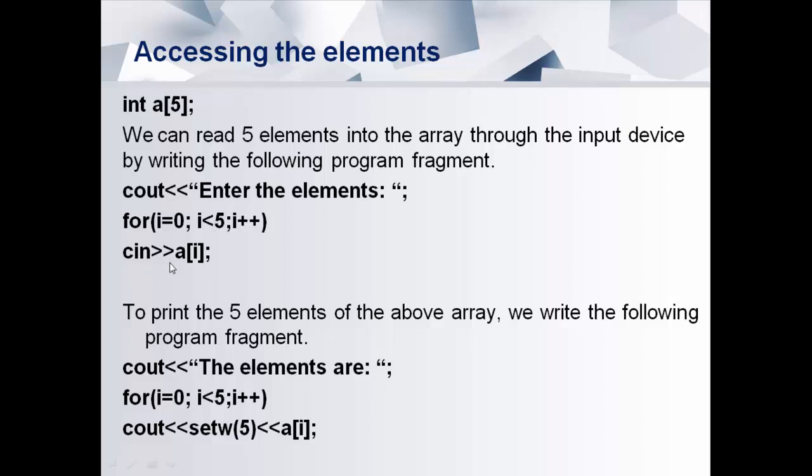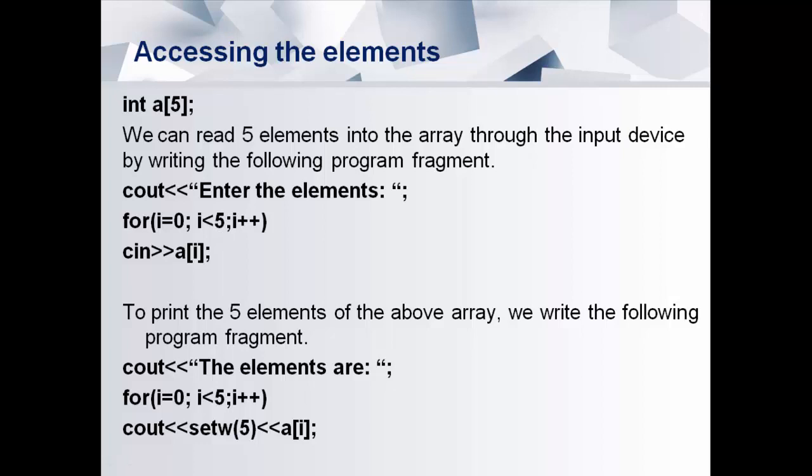Then again I am inserting one more value, that is at the position of a of 4 I am inserting the value as 5. Again I value will be incremented here, so I becomes 5. 5 is less than 5, the condition becomes false. So the array values are inserted at the given positions.